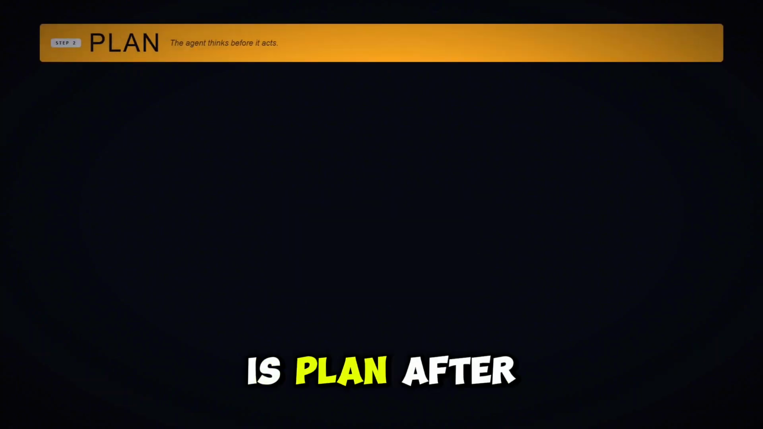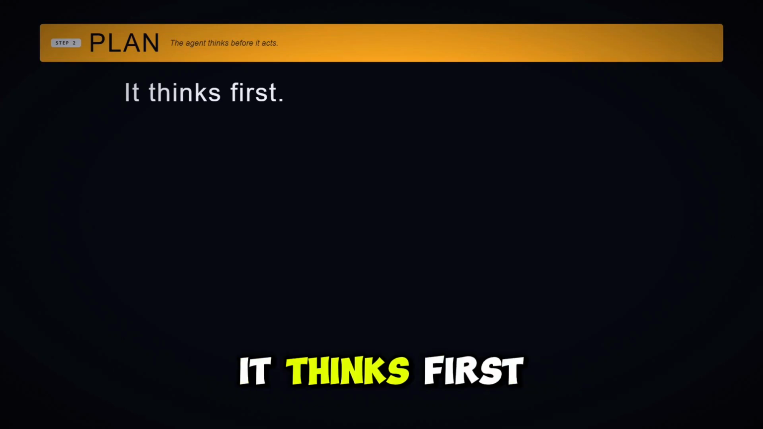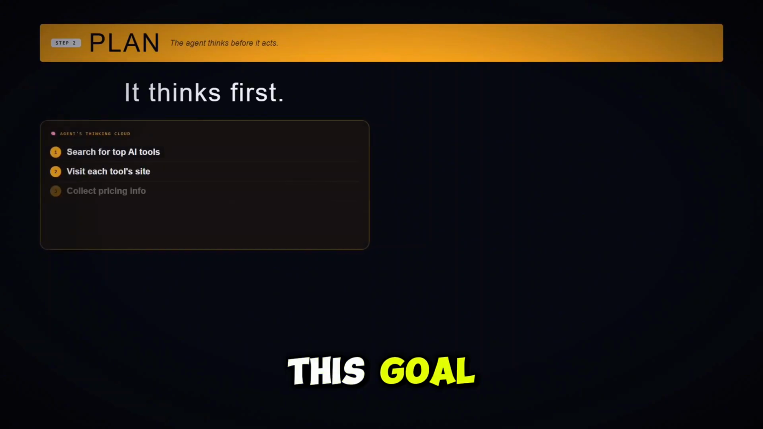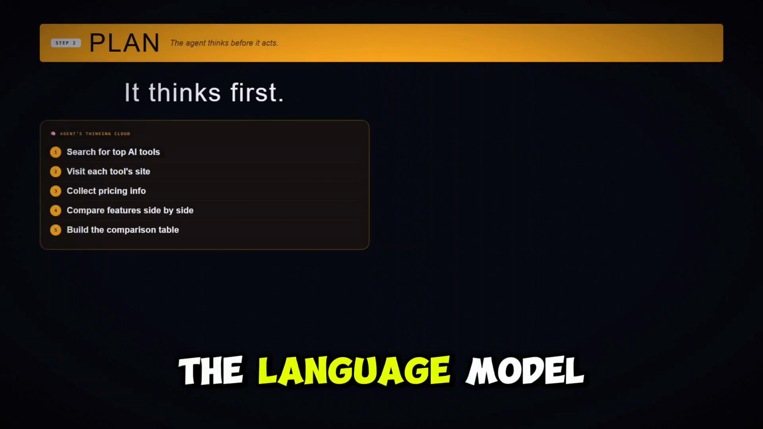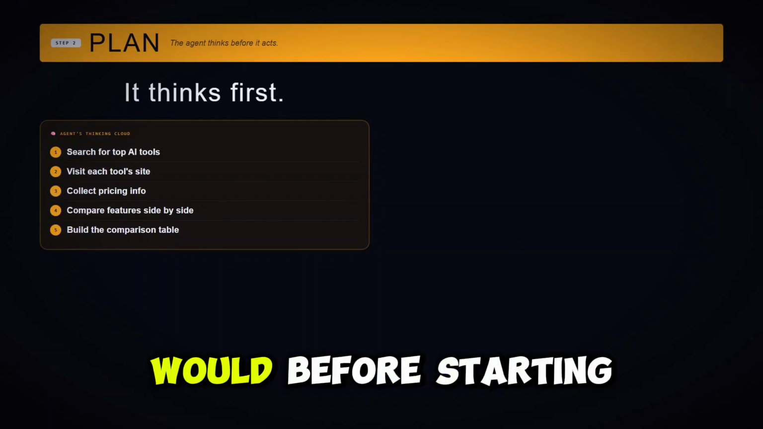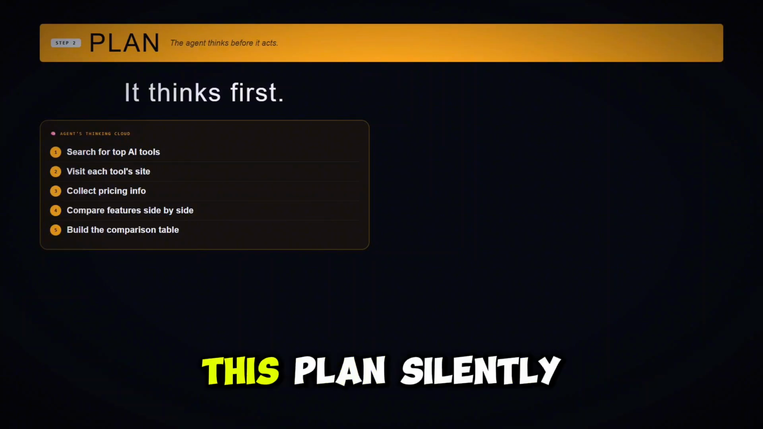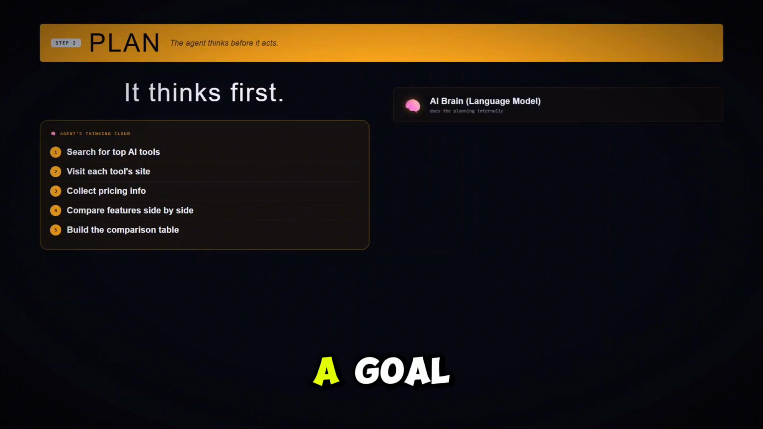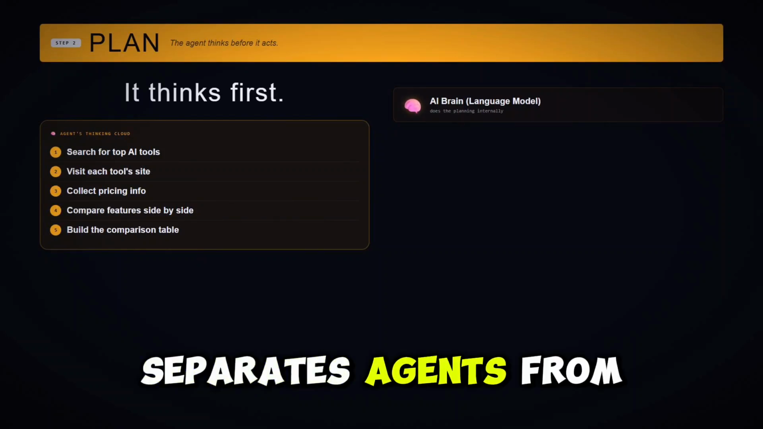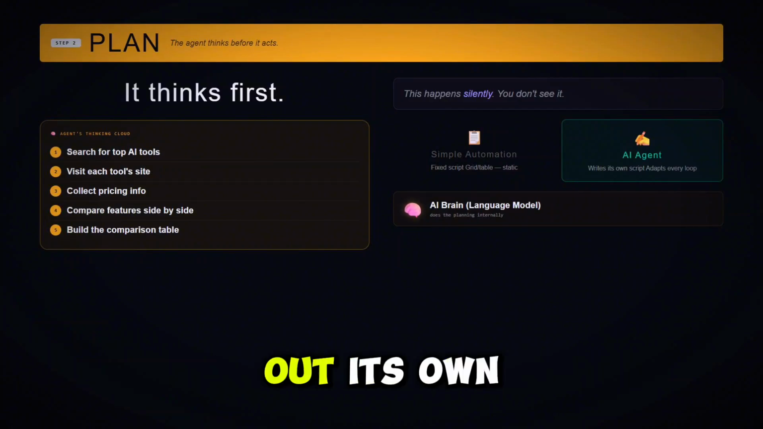Now step 2 is plan. After perception, planning comes. The agent doesn't rush into action. It thinks first. It asks itself, what's the most logical set of steps to achieve this goal? This planning happens using the AI brain, the language model, at the center of the agent. It reasons through the problem the same way a smart person would before starting a complex task. And here's the part that surprises most people. The agent makes this plan silently without showing you. You just give a goal and it immediately starts building the path to the goal in the background. This is what separates agents from simple automation tools. Simple automation follows a fixed script. An agent figures out its own script.